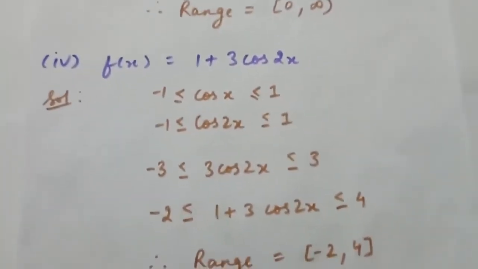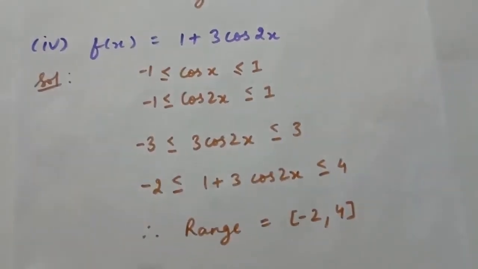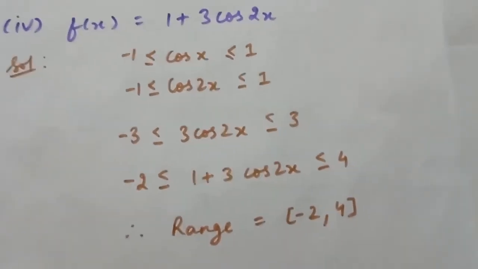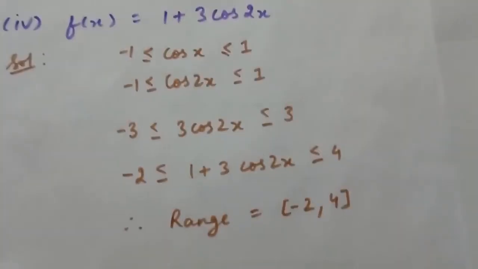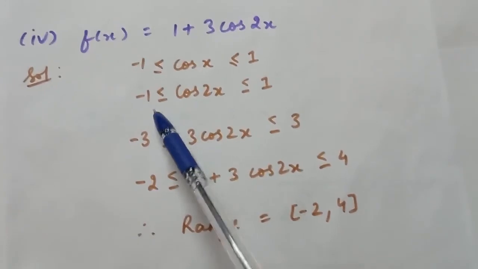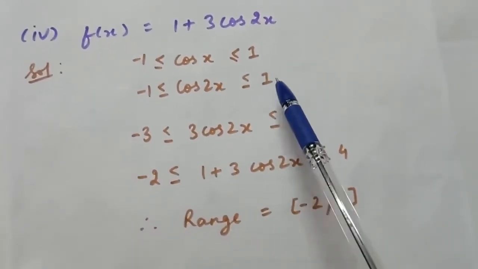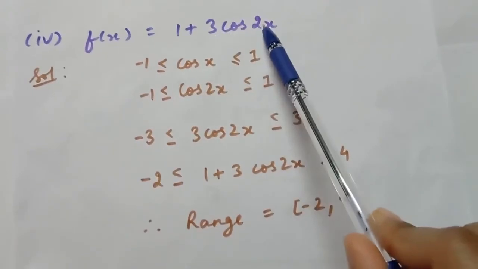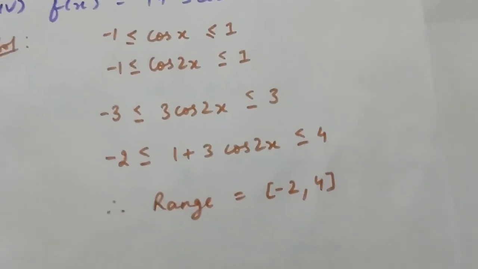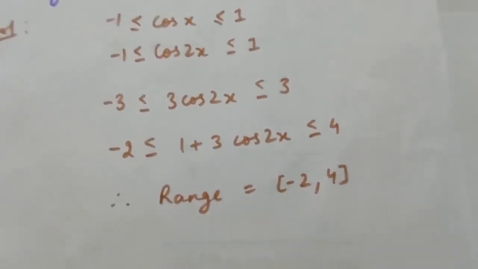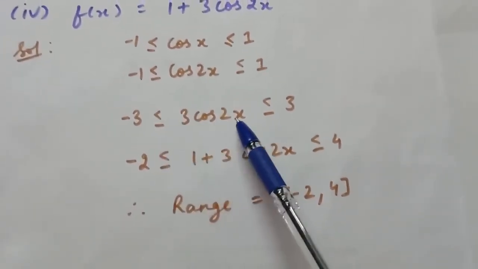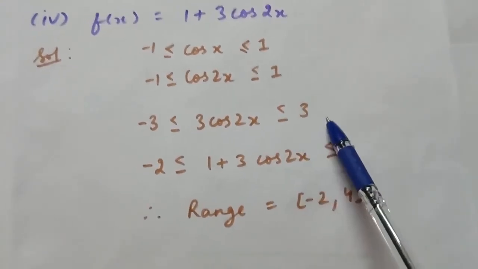Fourth is f(x) is equal to 1 plus 3 cos 2x. I have already told you that the value of cos x lies between minus 1 to 1, right? In place of cos x, if cos 2x is there, no matter, the value will still lie from minus 1 to 1. Now see, here it is 3 cos 2x, so multiply with 3, because 3 is a positive number, so the sign of the inequality will not change. This you have studied in chapter 6, right? So minus 3 is less than or equal to 3 cos 2x, which is less than or equal to 3.